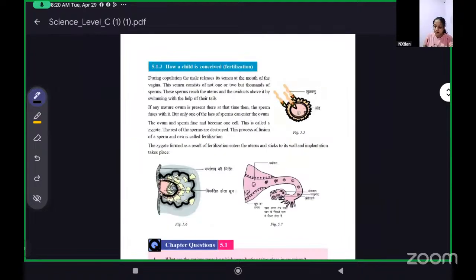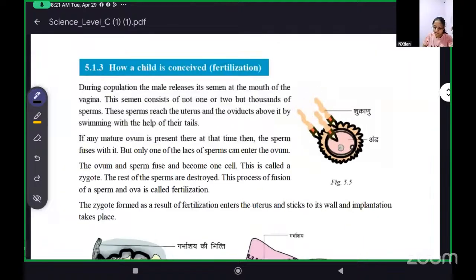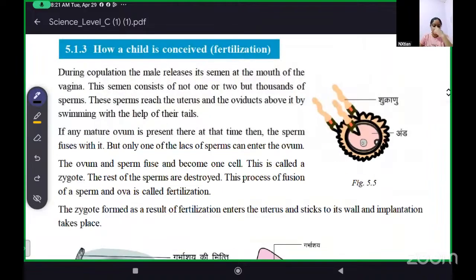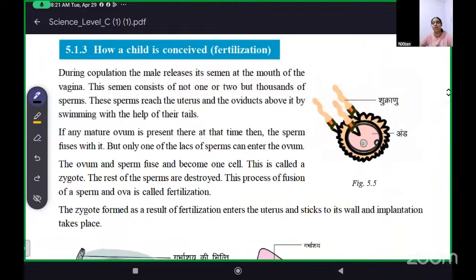Now we will talk about fertilization process. What is fertilization process? Fertilization process is how a child is conceived. Means how this fusion takes place and then how it develops into a child. That process is known as fertilization.